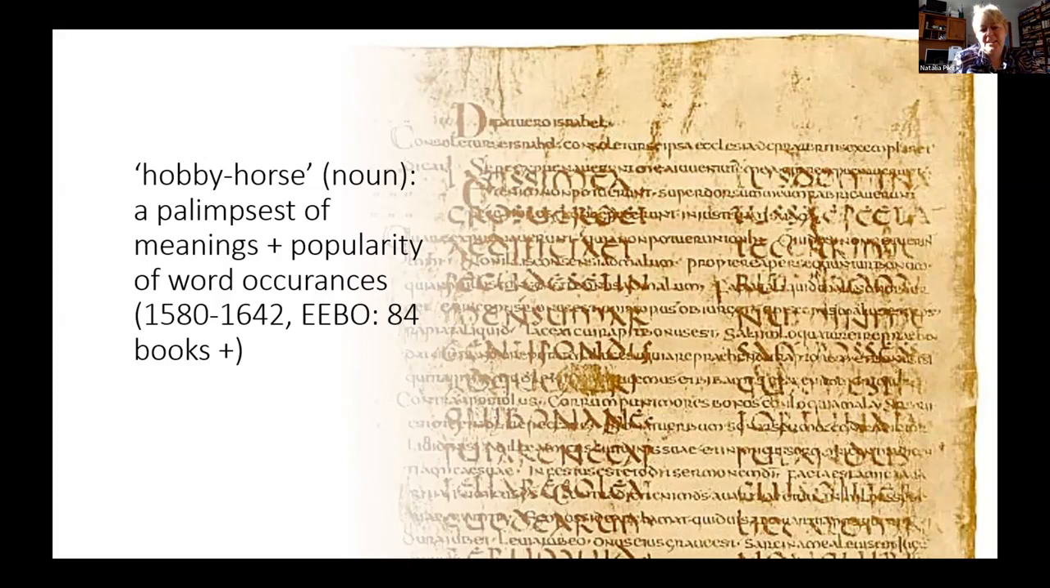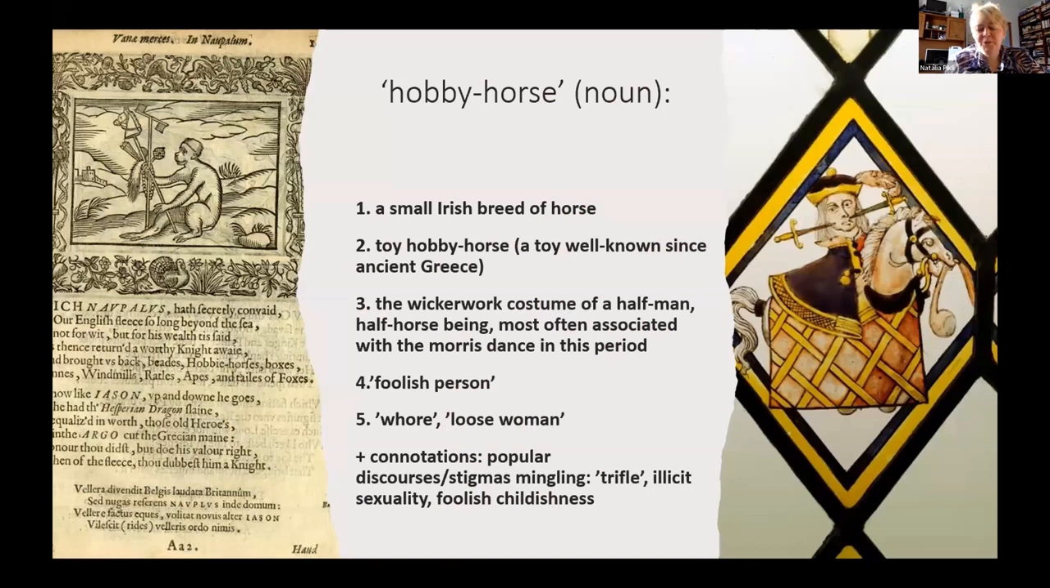Another important thing here is that it was a highly, highly popular word. We have a lot of occurrences of this word in Shakespeare's lifetime. And if you go to a database like Early English Books Online, a simple search gives you 84 books, and actually there are many more than this, which contain the word hobby horse. Let's go on, please. So what are these meanings that I'm talking about?